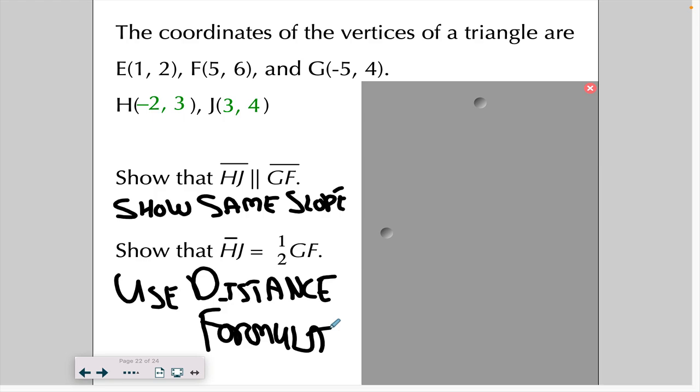You do have to find the distance of HJ and GF. You can't find the distance of one and not show me this is half the distance of the other.